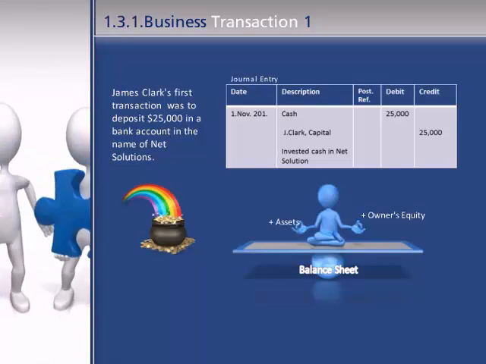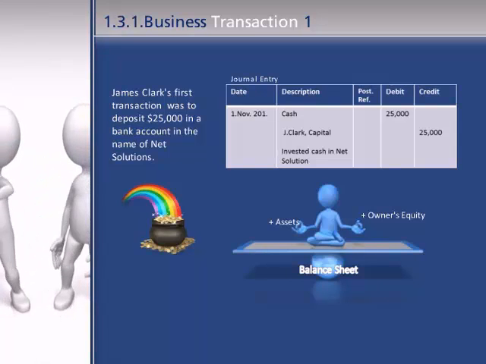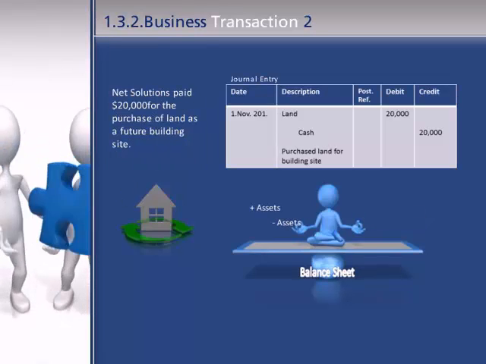Business transaction 1. To illustrate, we use the November transactions of Net Solutions. Chris Clark's first transaction, on November 1st, was to deposit $25,000 in a bank account in the name of Net Solutions. The effect of this transaction on the balance sheet is to increase assets, cash, and owner's equity, Chris Clark, Capital, by $25,000.